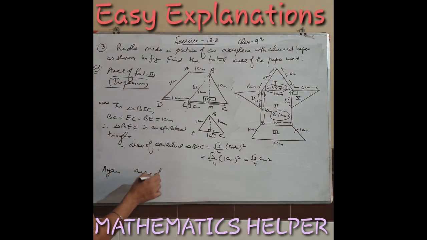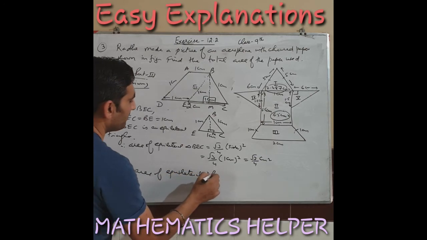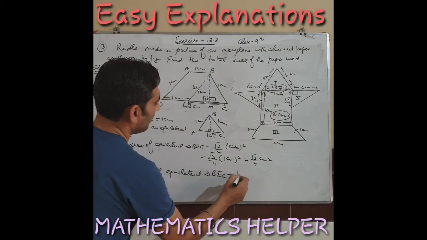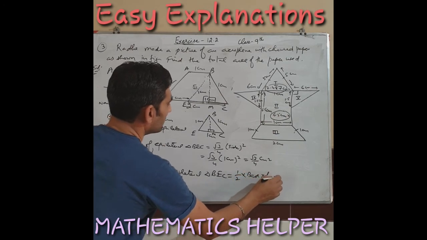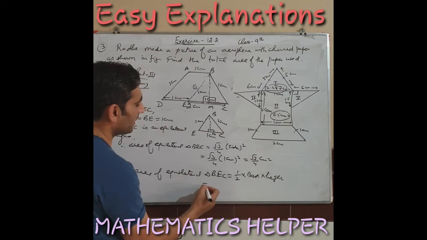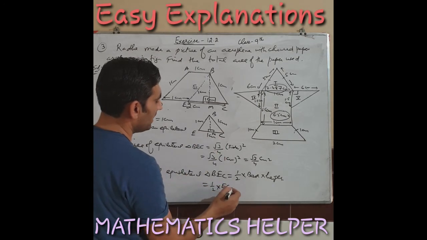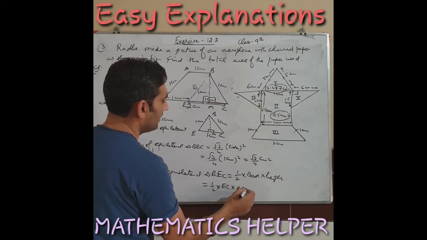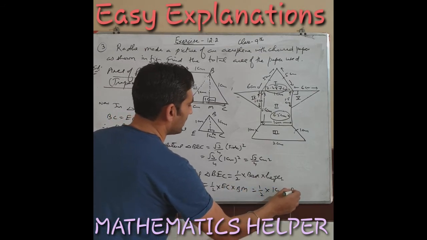Again we will try to write its area with a new formula. Area of equilateral triangle BEC, but now I will use the half into base into height formula. This is formula number 2. When you solve it, base we can use as EC and its height is BM. But you have EC, which is 1 centimeter, but you don't have BM.